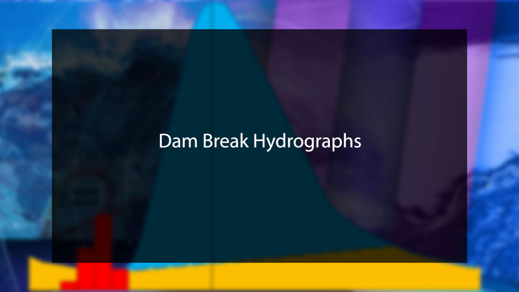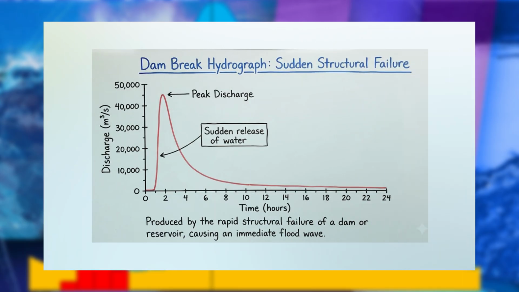The ninth type of hydrograph is dam break hydrographs. These types of hydrographs are produced by sudden release of water due to structural failures in dams or reservoirs. These hydrographs display an extremely abrupt peak flow followed by steep recession, representing rapid water release and subsequent drainage. They are very critical for risk management and emergency planning in flood-prone areas downstream of a reservoir.